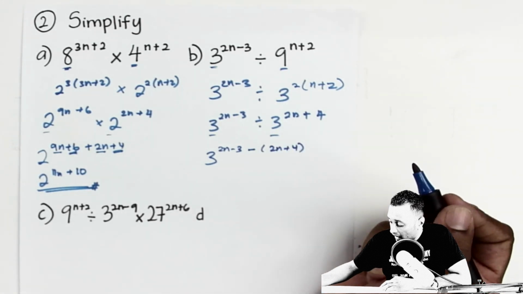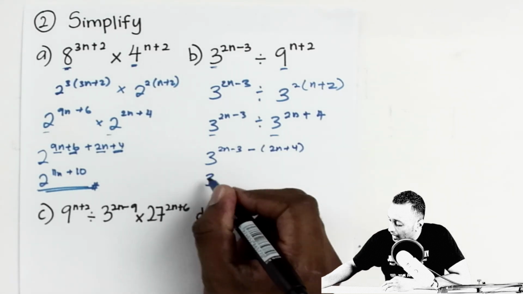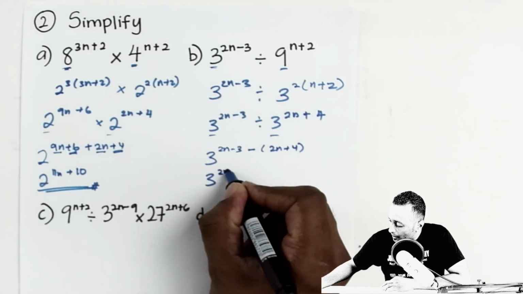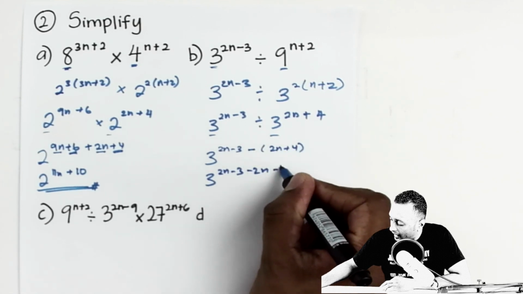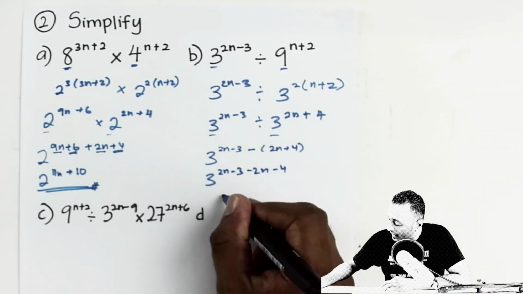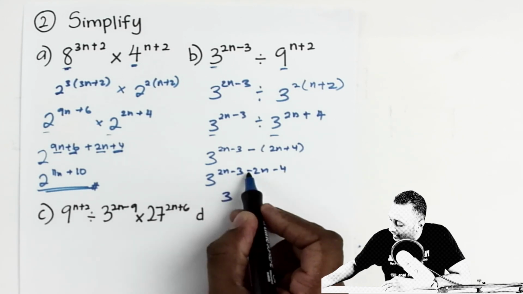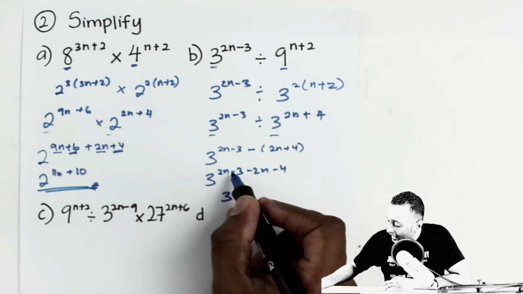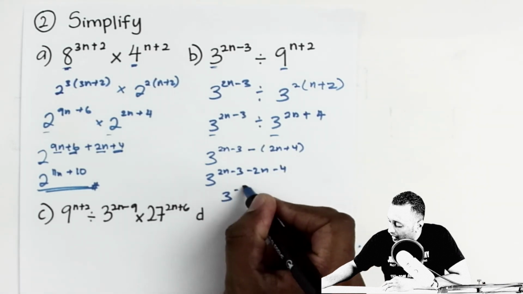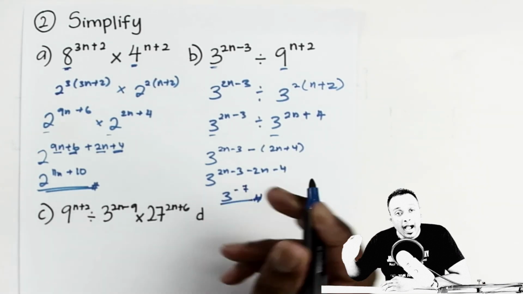Itu yang kita buat. Betul ke tidak? So sekarang kita permudahkan ni. 3 power 2n minus 3 minus 2n, and minus plus become what? Minus 4. So your final answer will be 3 power 2n minus 2n. Oh, 2n and 2n is gone. It's 0. There's no n there. Negative 3 minus 4 is negative berapa? 7. So that should be your answer.